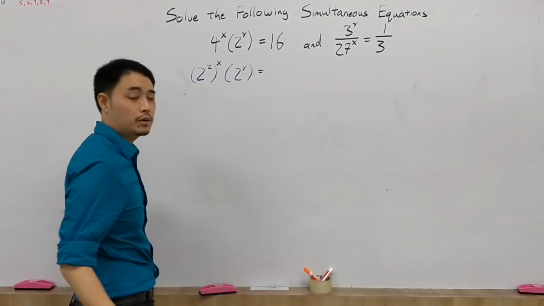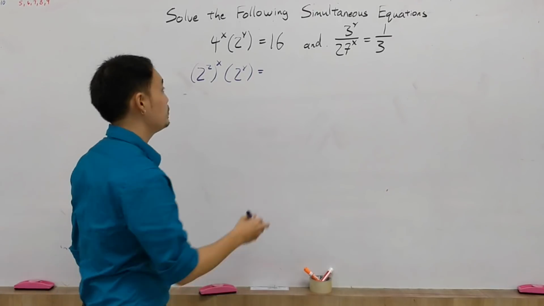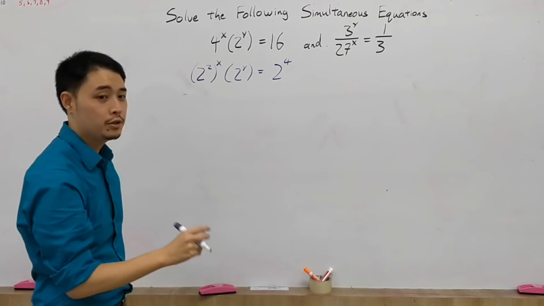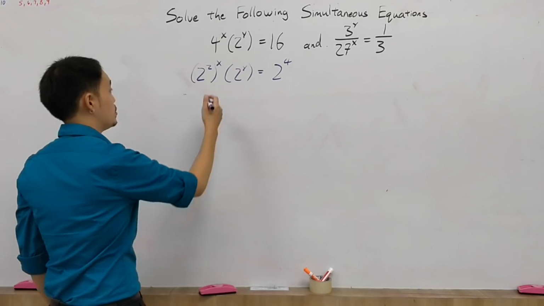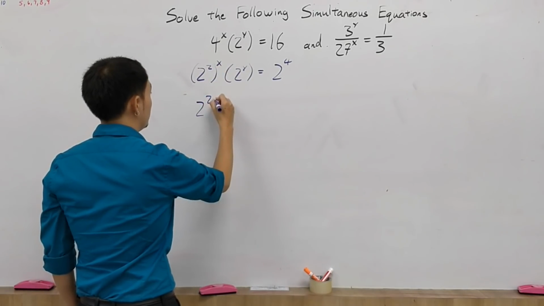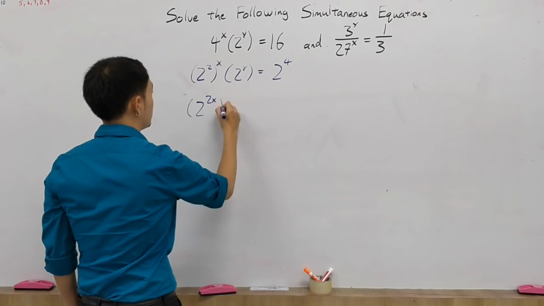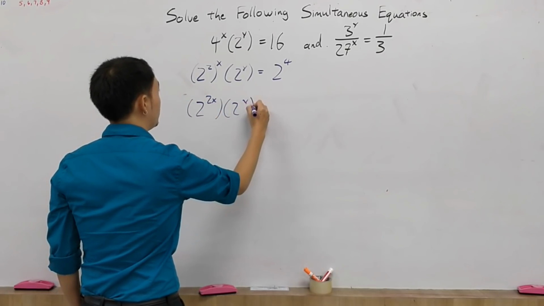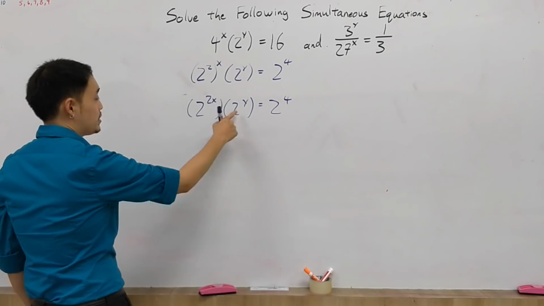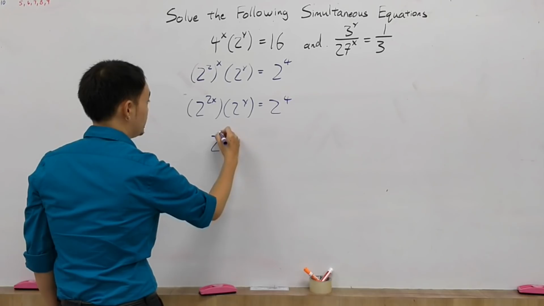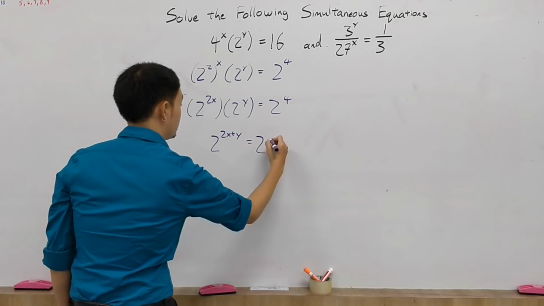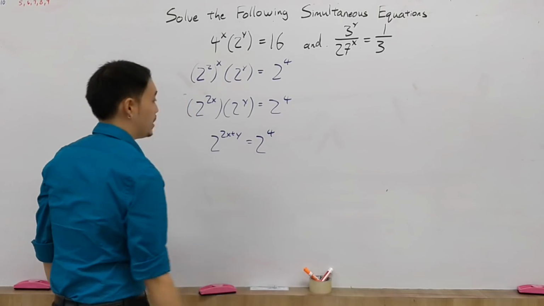This 16 also can be translated into 2 to the power 4, right? 16 is 2 to the power 4. So now that we have everything in the same base, we can start to do some identification. Let's do this power rule. So 2 to the power 2x times 2 to the power y equals 2 to the power 4. And since they're multiplied together, we're allowed to add the exponents, and they have the same base. So 2 to the power 2x plus y equals 2 to the power 4.